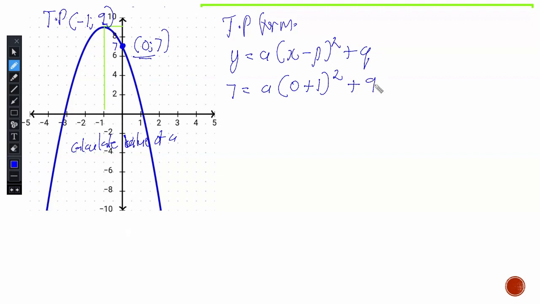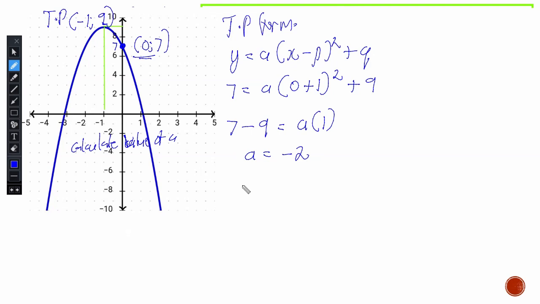Then what we do is we take the 9, transpose it over to the side. That's 7 minus 9. And then here we have a. If you just square this, it's just going to be 1. Now 7 minus 9 will give me -2. So your a is equal to -2. Now again, we can see the observation. When our a is negative, we have a concave down graph. When our a is positive, we have a concave up graph.